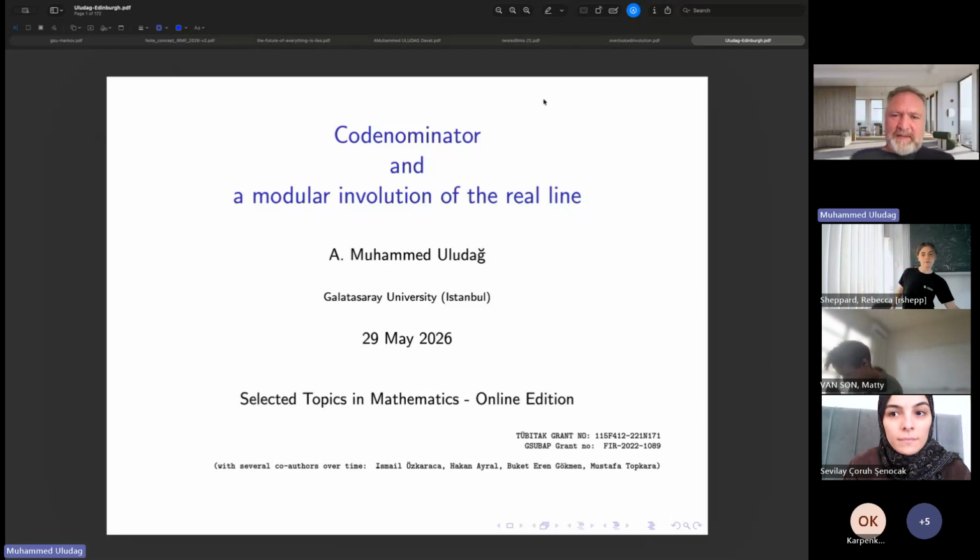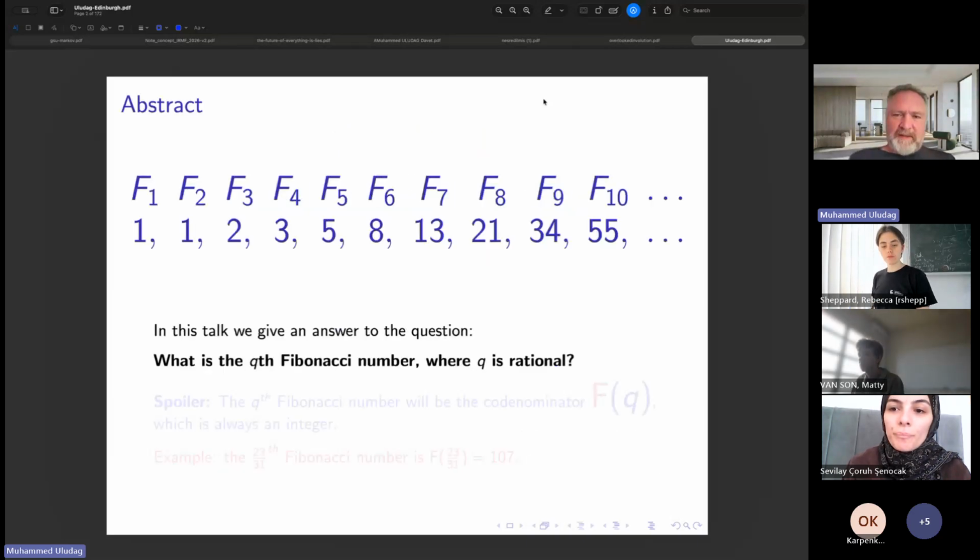The title is somewhat unusual because the codenominator is a strange word, but I hope that I'm going to be able to explain that the term is justified. So, while the abstract of the talk, I'm going to talk a lot about the Fibonacci numbers. We all know what it is. So it starts with 1. The next term is also 1. And the remaining terms are always the sum of the preceding two terms. So it goes like this.